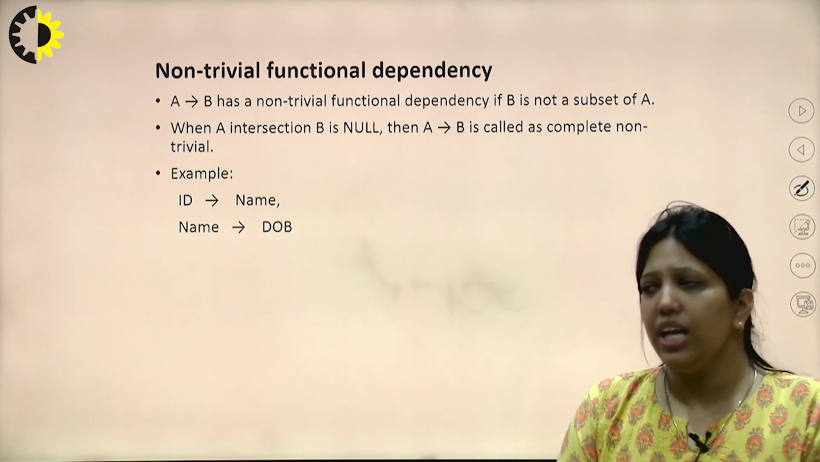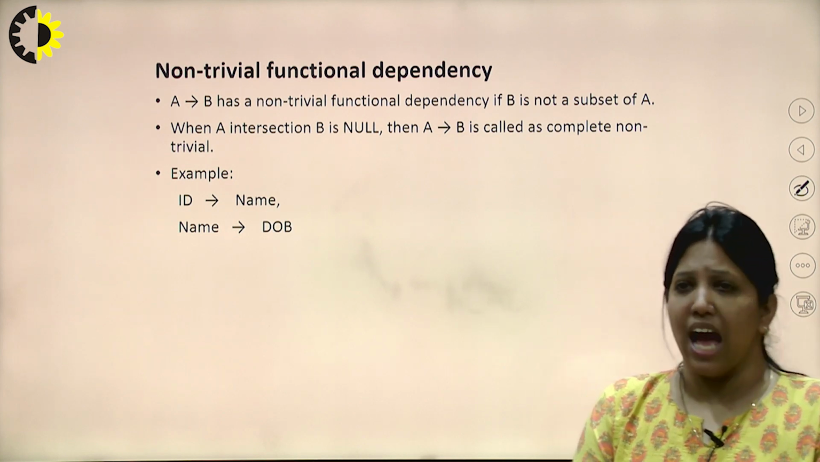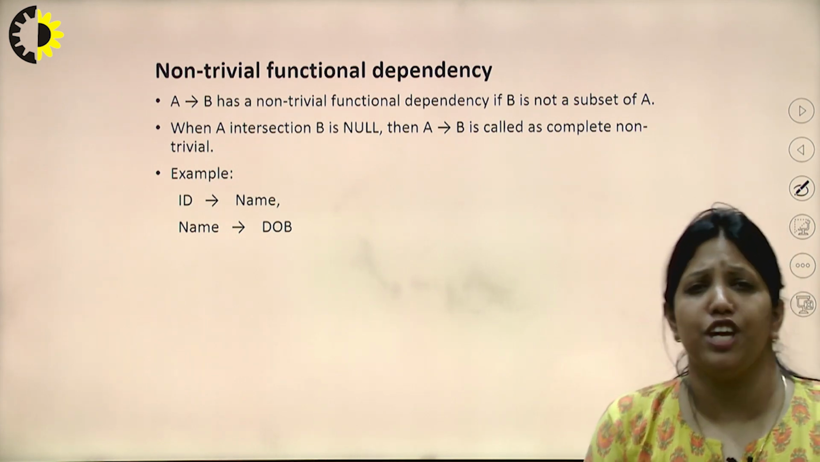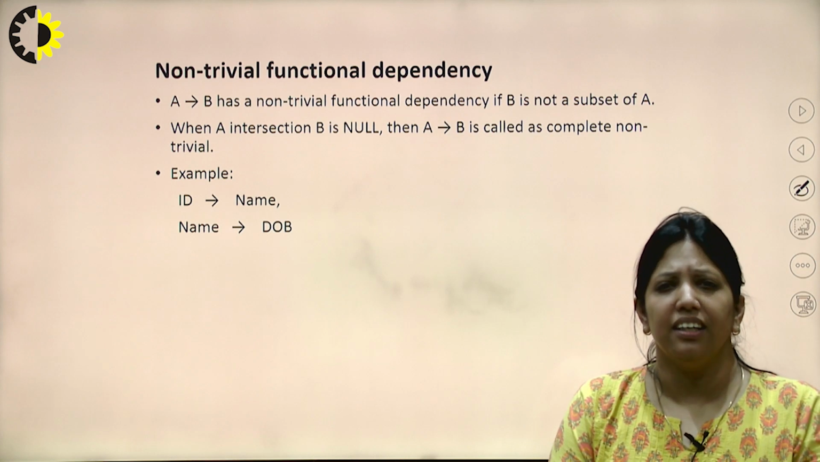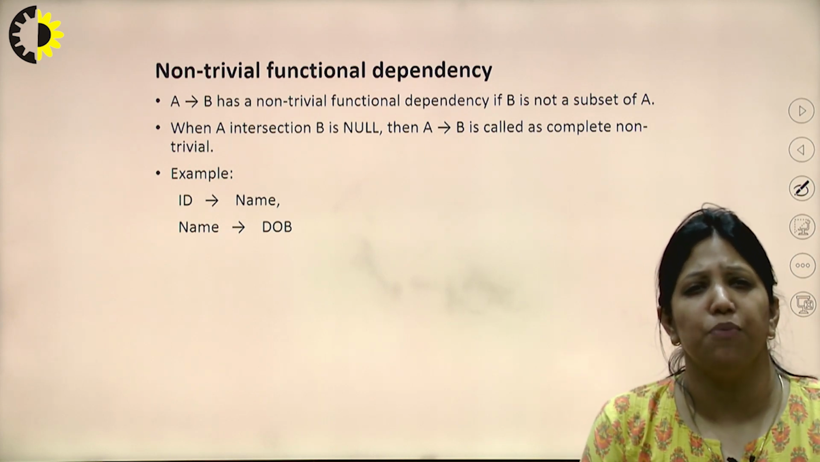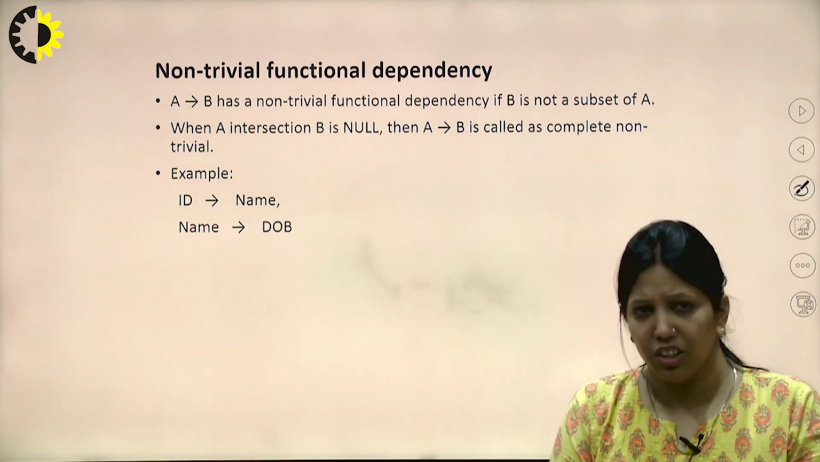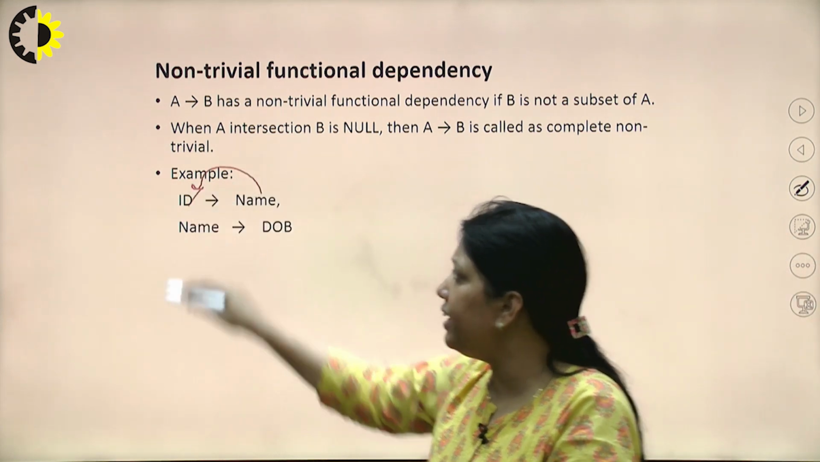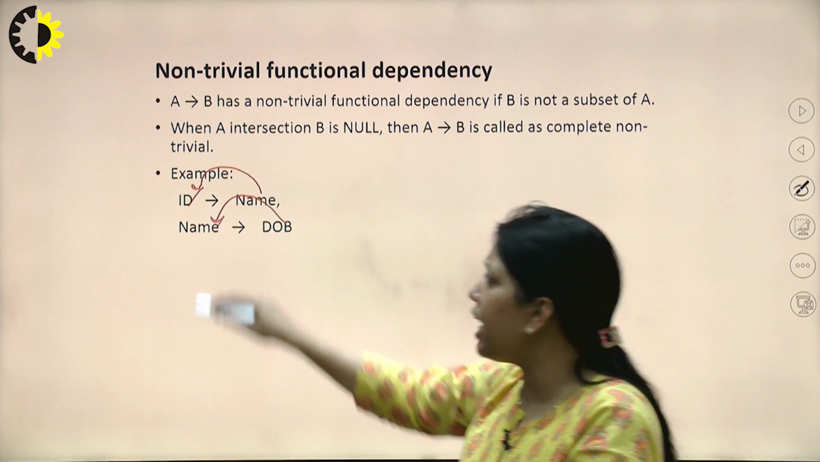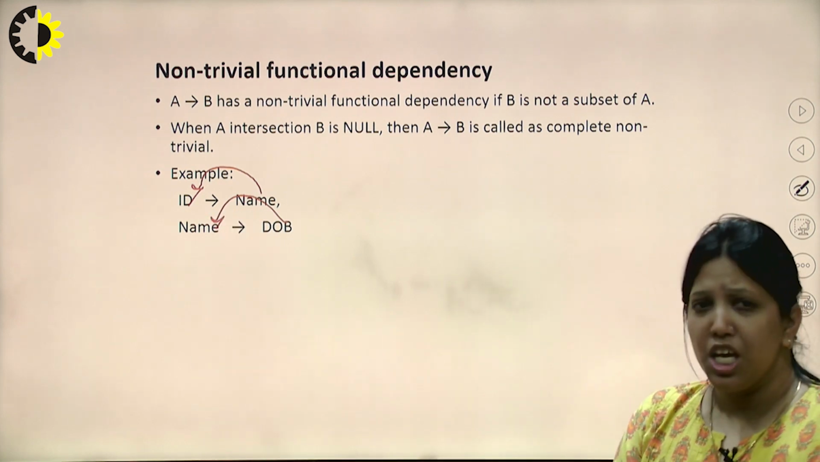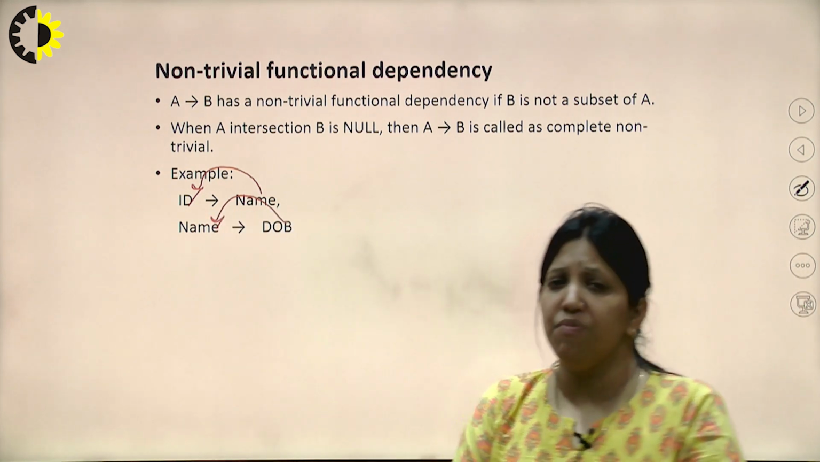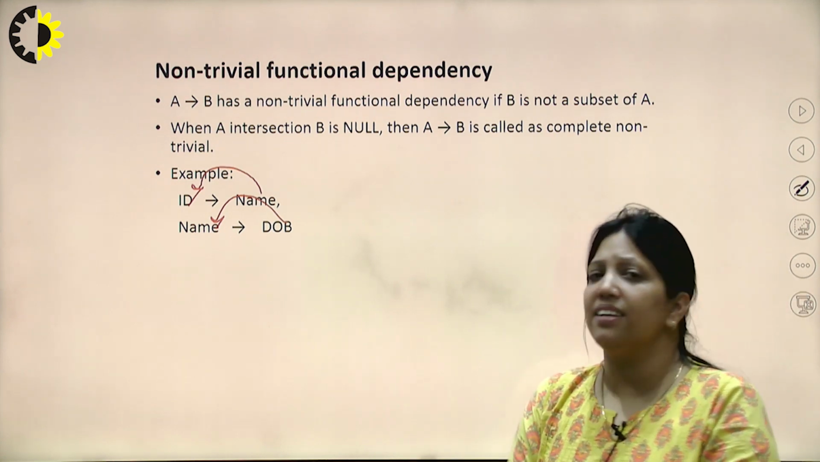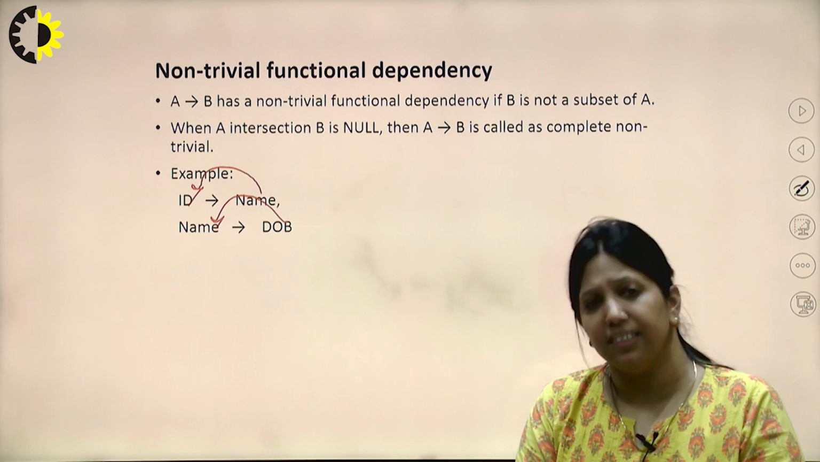And also, if A intersection B is null, that is, if we have two attributes A and B and the intersection of A and B is null, then we can say that A tends to B is called a complete non-trivial functional dependency. For example, name is functionally derived from ID and date of birth is functionally derived from name. If we take the intersection of A and B, we will get null here. So this functional dependency is called the non-trivial functional dependency.